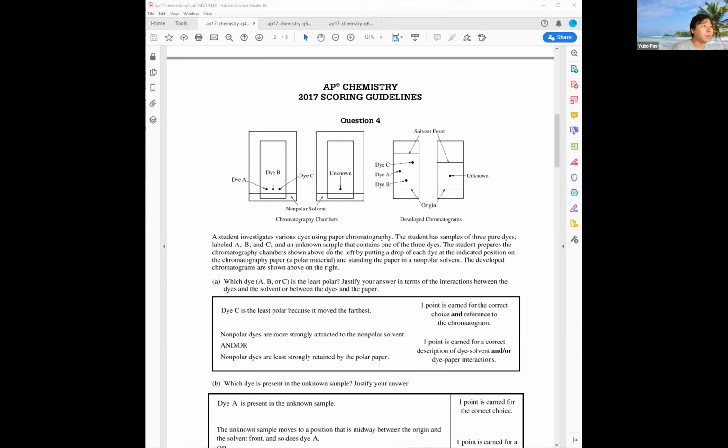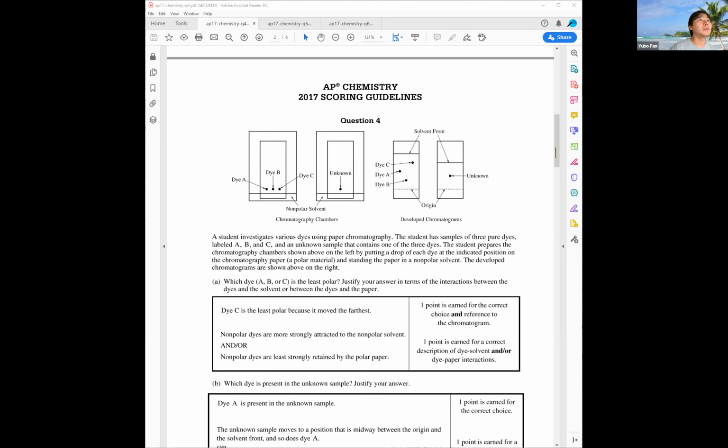It says it's a polar material, as usual. And the paper is stained in the non-polar solvent; usually they are non-polar, okay, but here the question is quite clear. The developed chromatograms are shown above on the right. So here's the question.